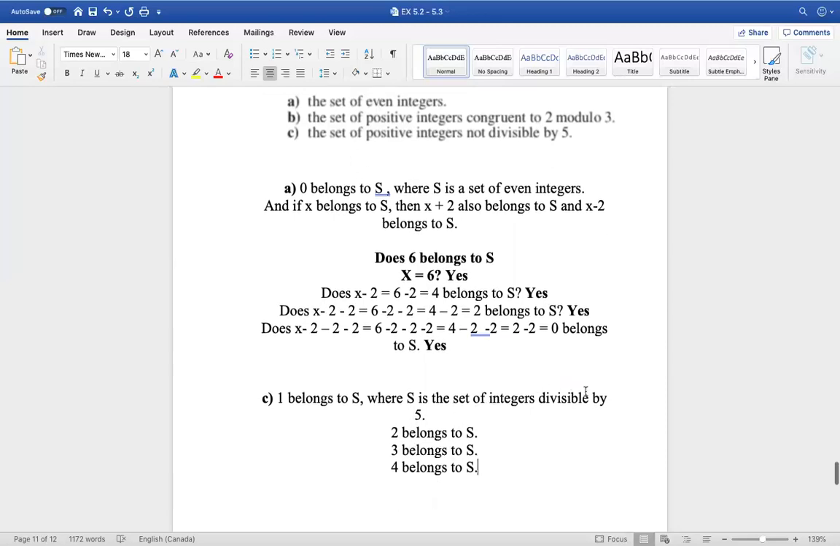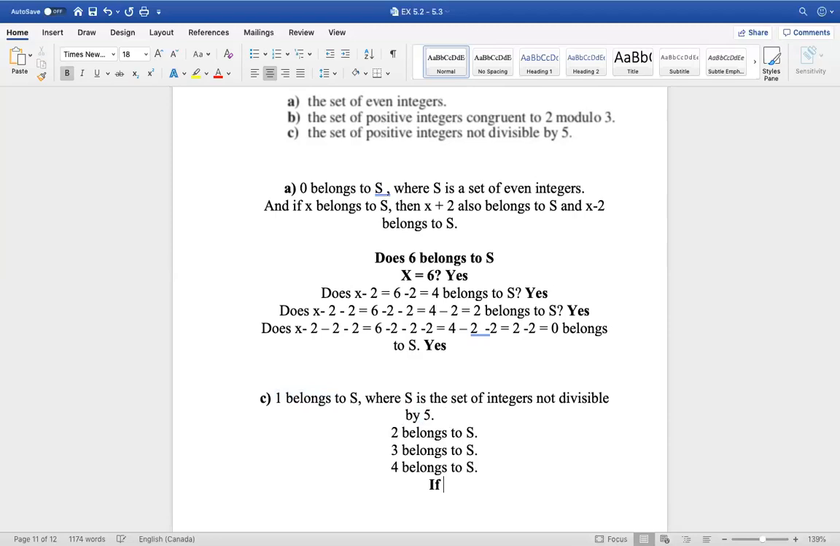Sorry, it's a set of numbers not divisible by 5. So we know that 5 doesn't belong there because it's divisible by 5, therefore it doesn't belong. But 1, because it's not divisible, has to be in S. 2, 3, and 4 likewise have to be in S.